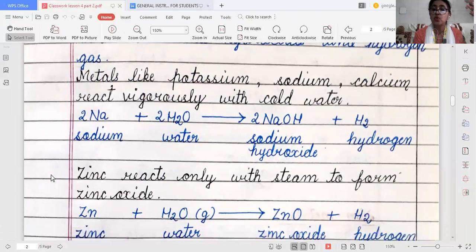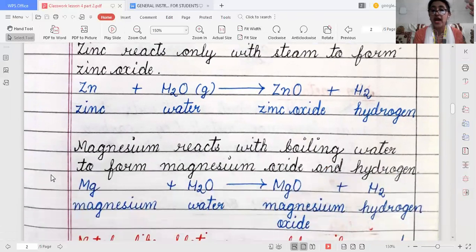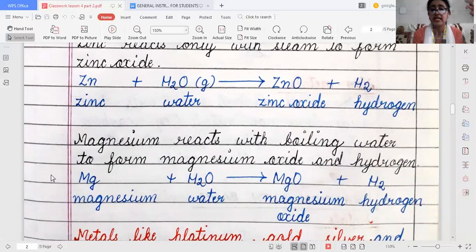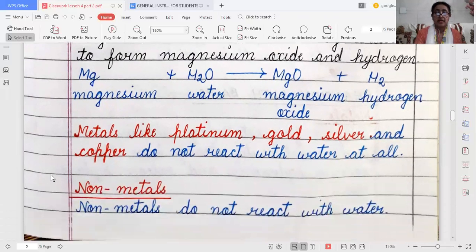But zinc reacts only with steam to form zinc oxide. Here you can see zinc reacting with water; steam is the vapor form of water. It forms zinc oxide and hydrogen gas is released. Magnesium reacts with boiling water to form magnesium oxide and hydrogen. But metals like platinum, gold, silver, and copper do not react with water at all. These four are also known as noble metals because they do not react with any element or metal. Now comes non-metals. Simply, non-metals do not react with water.